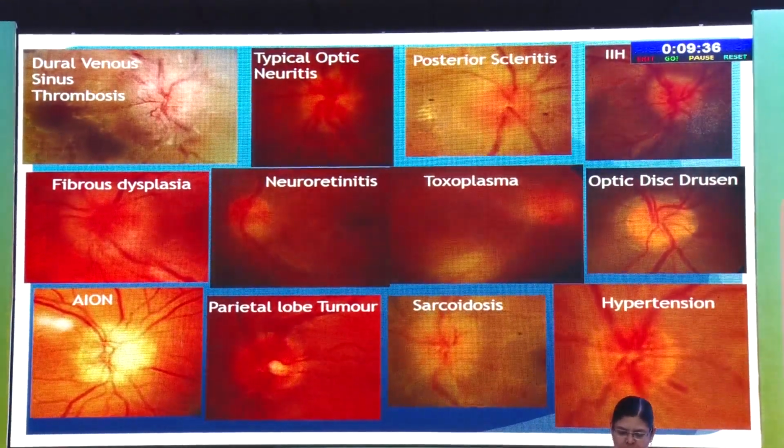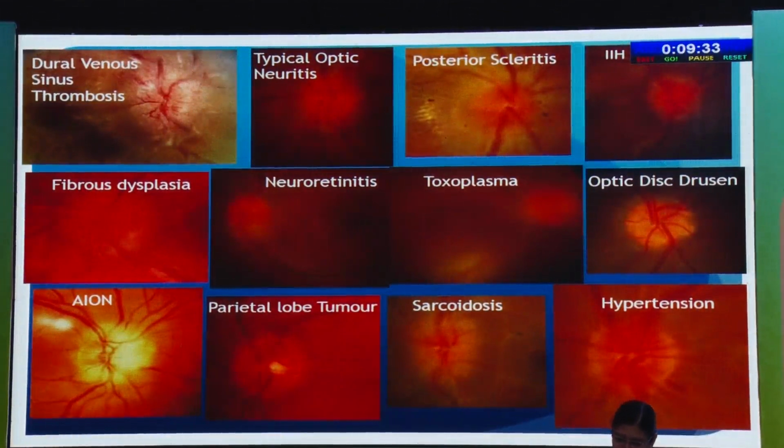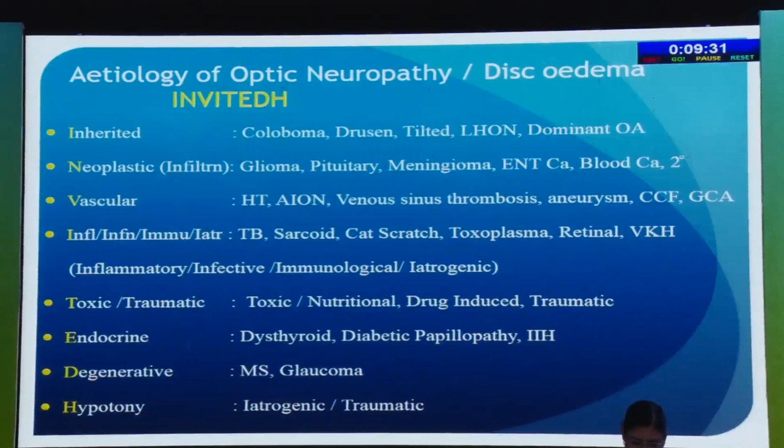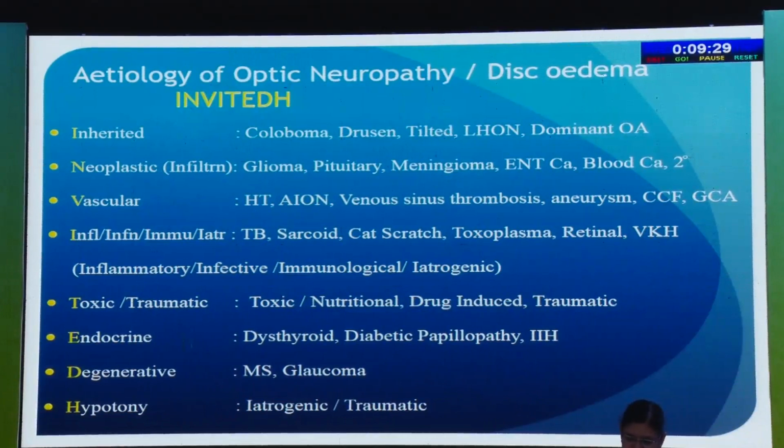So how do you go about finding out and narrowing down the possible cause of the disc edema? This is my consultant, Mr. Barr, who I used to work with in UK. This was his list, which can be used for any medical condition: inherited, neoplastic, vascular, inflammation, infection, immunological, toxic, endocrine, degenerative, and of course in an unusual case, in this case, hypotony. So these are different possible etiologies that can cause disc edema.